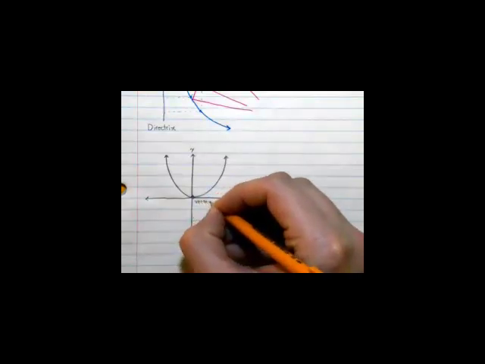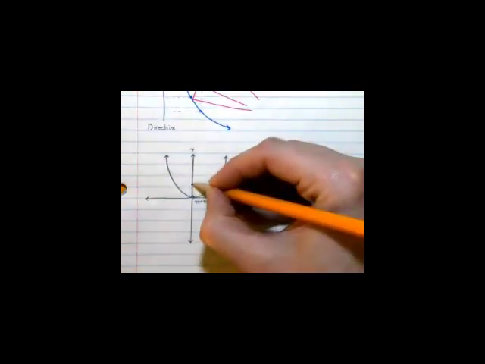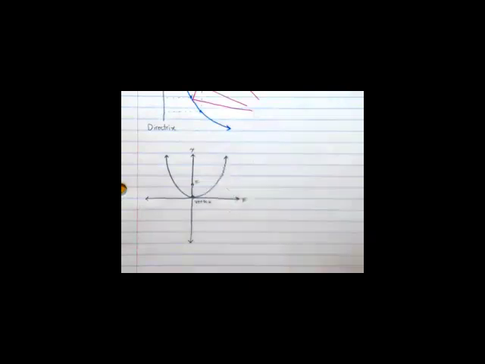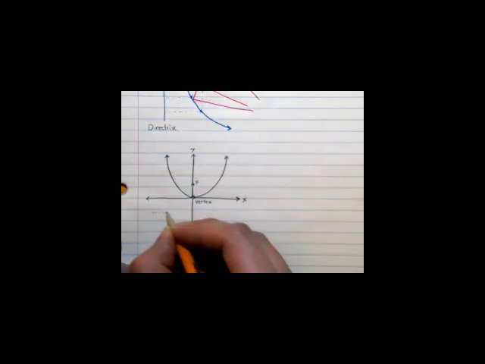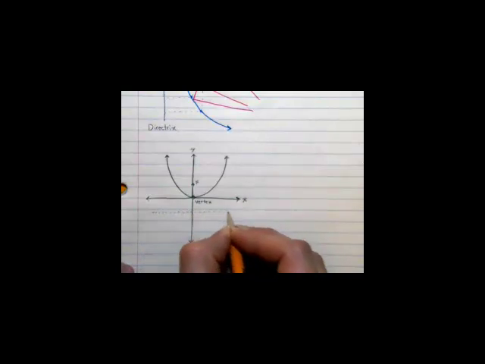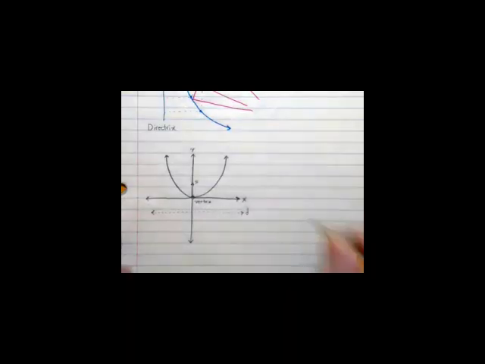The focus, remember, is not actually on the curve, right? The focus would be somewhere up here. Is there a way to calculate where the focus is? Absolutely. Yep, we'll do that. I'll give you an equation of a parabola and ask you where the focus is. And I'll also ask you where the directrix is. The directrix is this imaginary line that's down here somewhere.